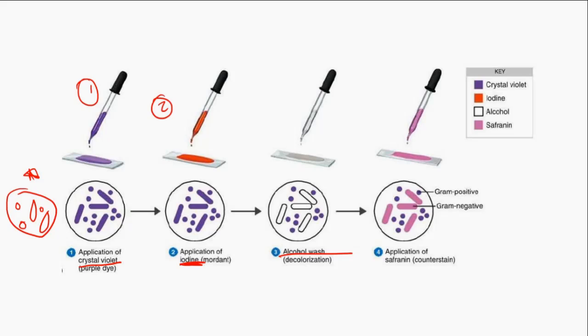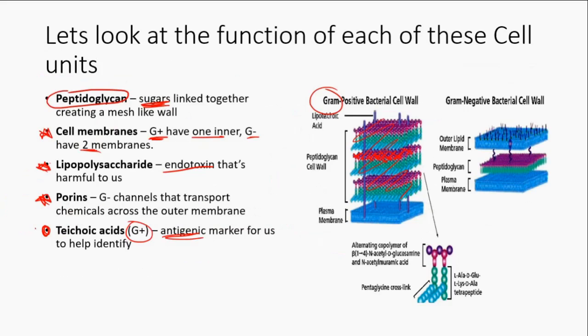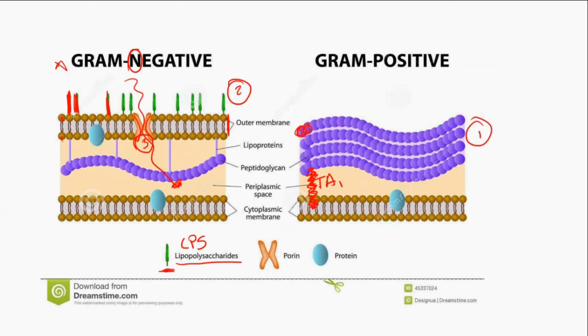So you can see here that the round ones are dyed purple. In other words, these are gram-positive bacteria. Whereas the rod-shaped bacteria didn't absorb any dye, and that indicates that they're gram-negative. But the point that I want to make here is the importance of the bacterial cell wall. So let's look at this.